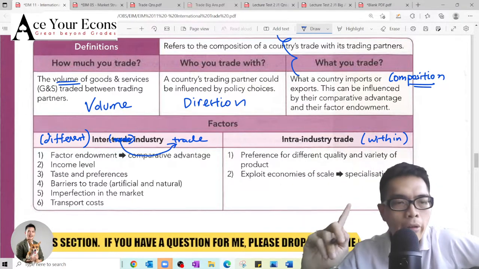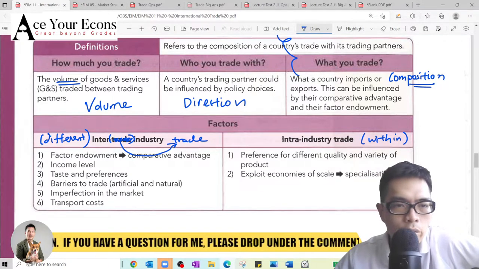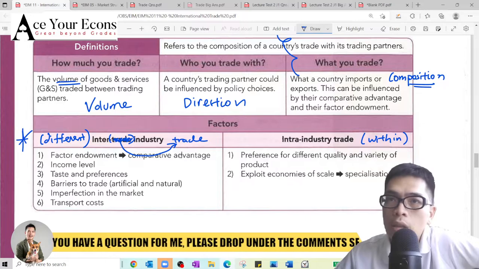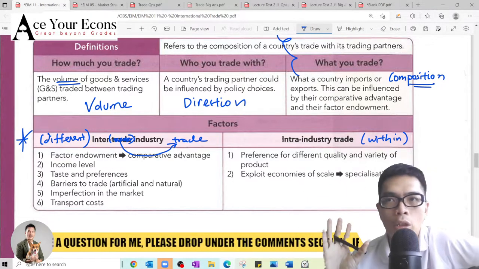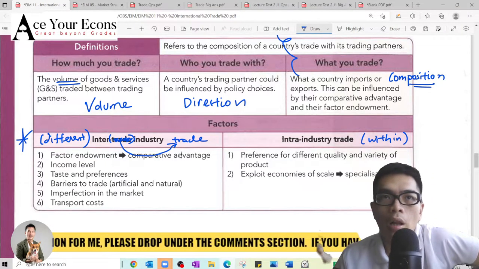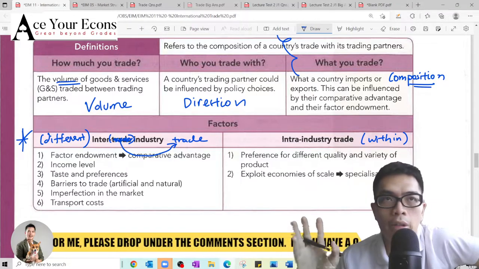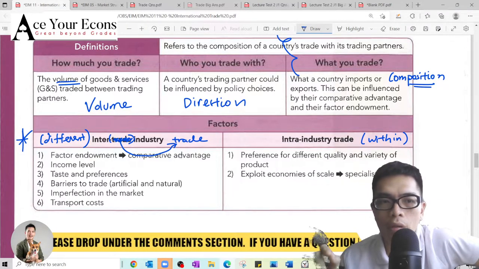But primarily all the action happens at inter-industry. This one is important, put a star here. Is everyone clear? Intra-industry can happen, but it is not common. Most of the time it is inter-industry. Inter-industry is very useful to illustrate, and later on I'll show you in a short while.